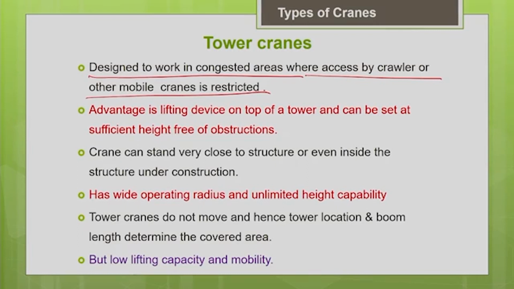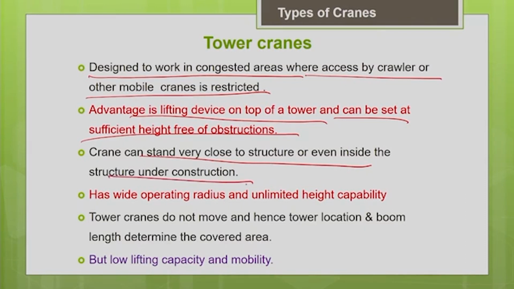The main advantage is that your lifting device is on the top of a tower and can be set at a sufficient height, free of all obstructions. So you can have a very high vertical reach. Unlimited height capability, as I mentioned, is possible with a tower crane. You can place the crane very close to the structure, or even inside the structure under construction, which helps you have a better working range. Wide operating radius and unlimited height capability are all merits of the tower crane.